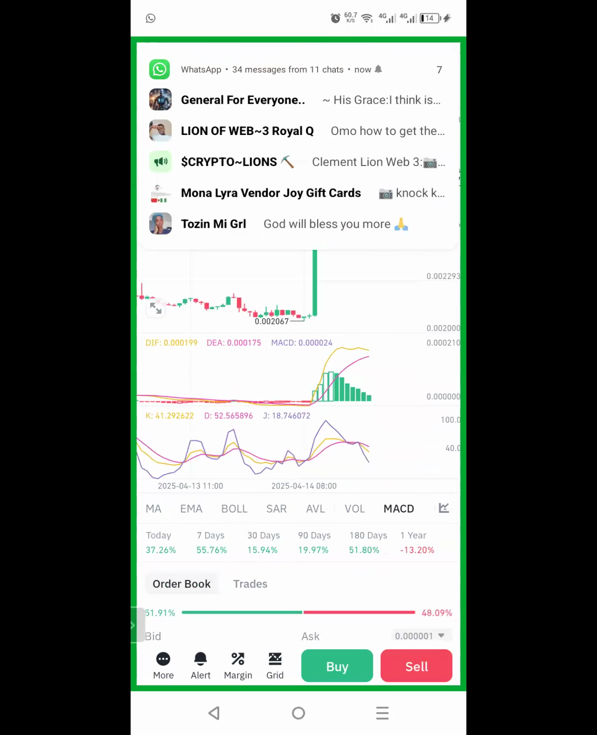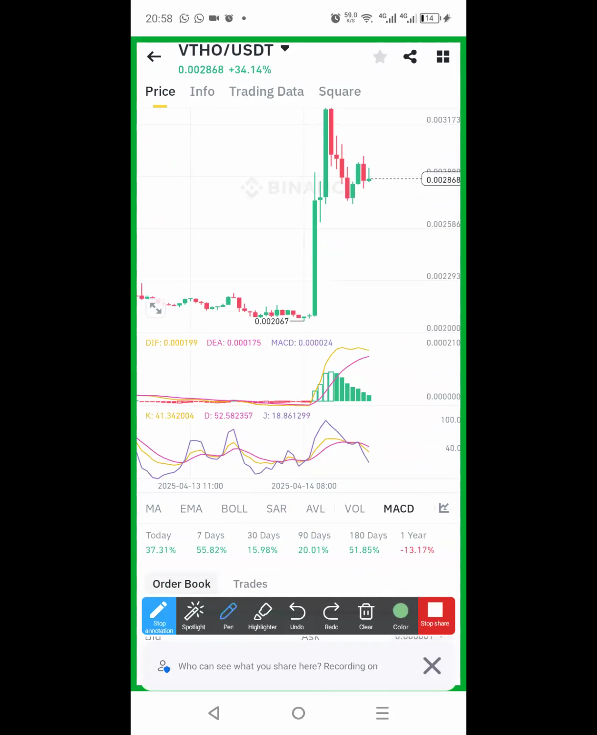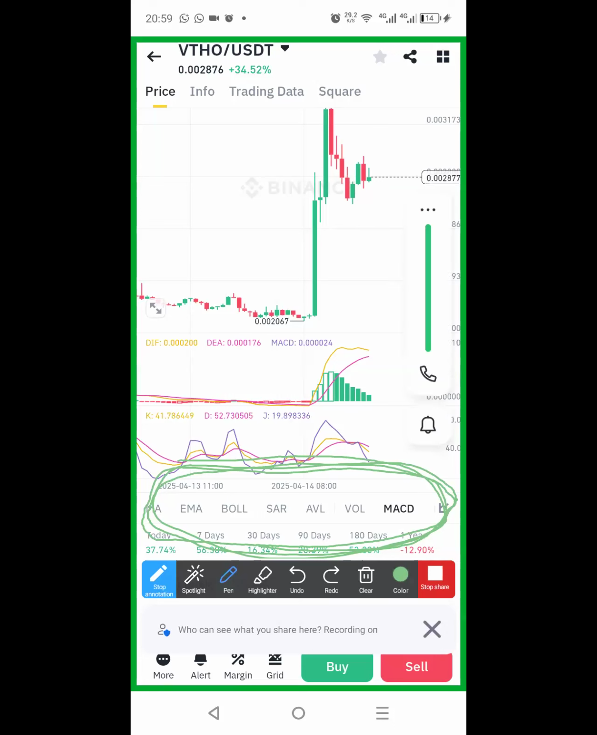Let me circle this for us. So this area, I don't know if you can see what I'm circling. Can we see that? Yes. Okay, so what I circled here are indicators.